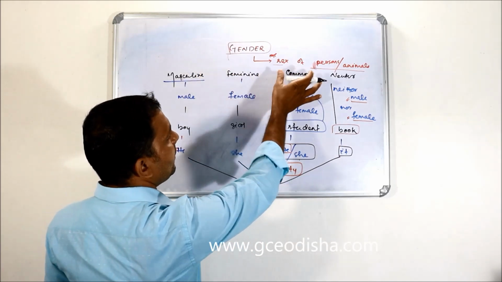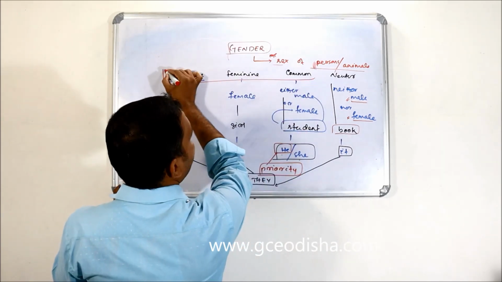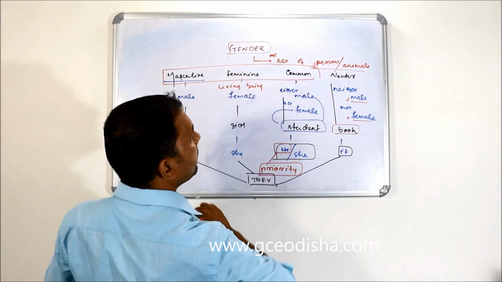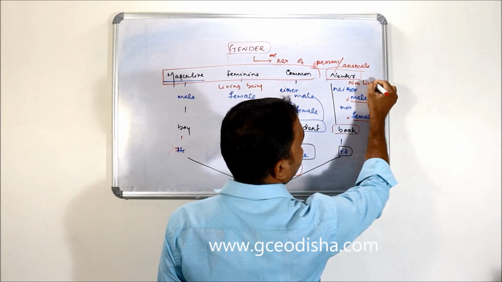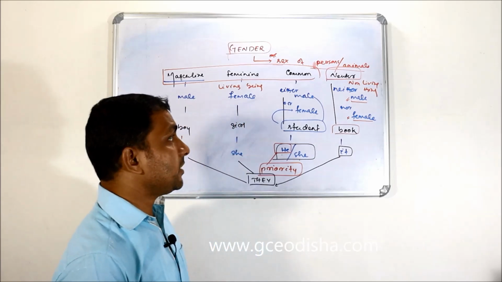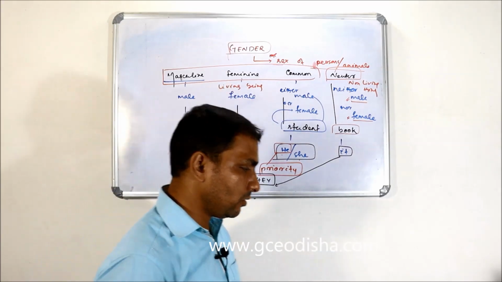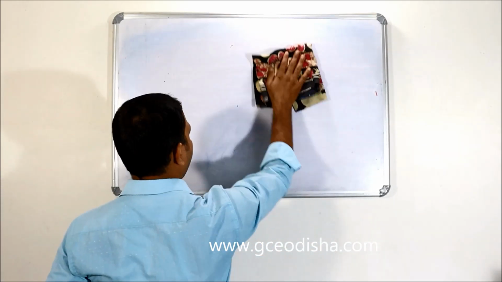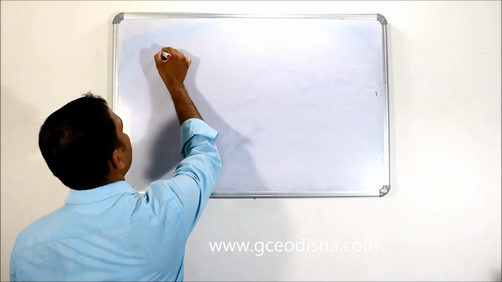Masculine, feminine and common, these three types of gender, are living beings. Whereas neuter gender is a non-living thing. Okay, so this is the basic idea related to gender. Now we will move step by step to discuss questions.